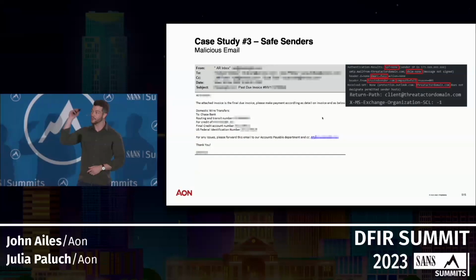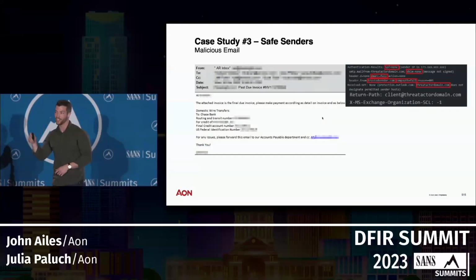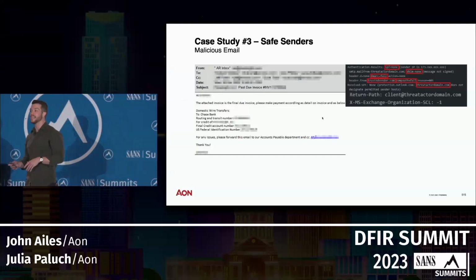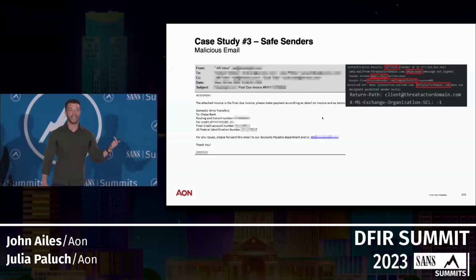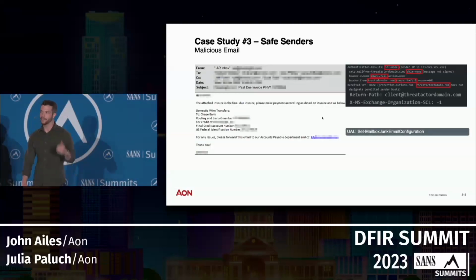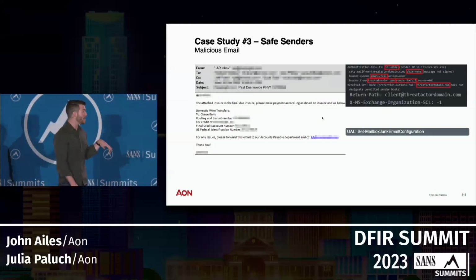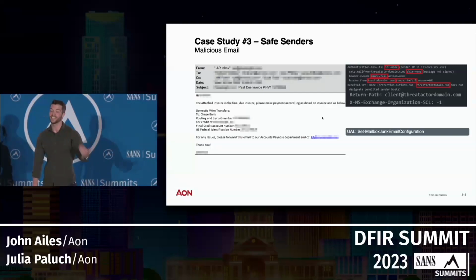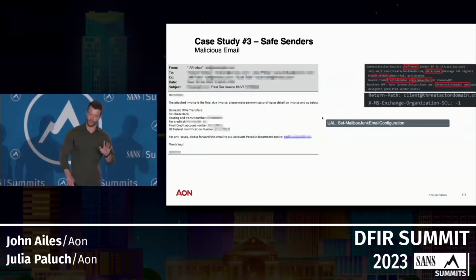Well, there's this other header called X-MS-Exchange-Organization-SCL, and this had a value of -1. And SCL is the spam confidence level, or how likely Microsoft thinks a specific message is spam. And a value of -1 indicates that this message has bypassed all spam filter checks. So how was the threat actor able to orchestrate that? Well, in the unified audit log, there was an event called Set-MailboxJunkEmailConfiguration. And this has to do with what is known as the safe senders list, which I'll talk about in just a minute. Hold your horses.